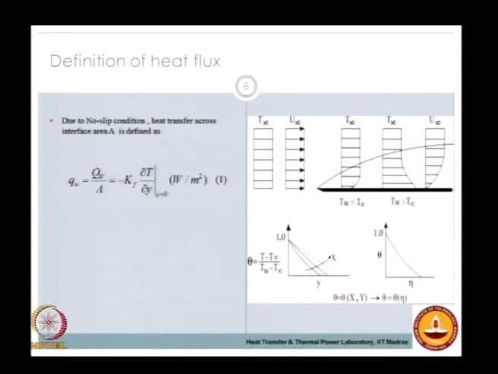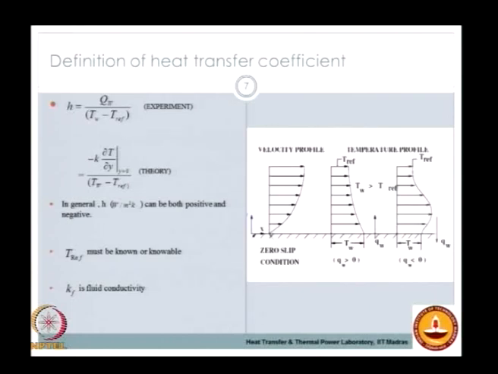Now coming to the definition of heat transfer coefficient, whenever we look at convective problems, we want to define the rate of heat transport from the surface, and we do this by defining what is called a heat transfer coefficient, which is defined as the ratio of the heat transfer rate from the surface to the temperature difference. The temperature difference usually is between the wall temperature and some reference temperature.